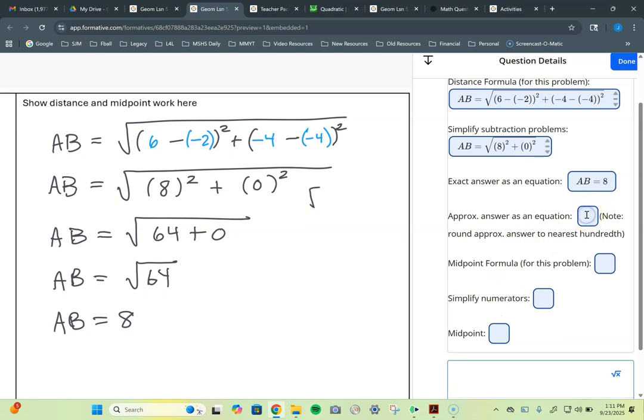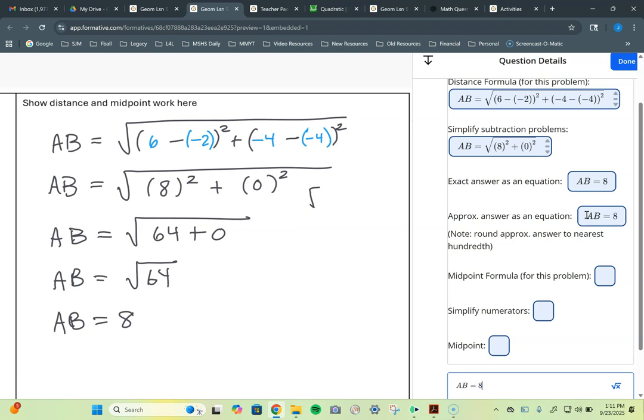Now, an approximate answer, you can see, says that we need to round to the nearest hundredth. Okay, well, this is a terminating decimal. It's 8.00000, right? So in this case, our approximate answer is actually an exact answer. We're just going to say AB equals 8. We will have questions where it will not be an exact answer, and you will have to round to the nearest hundredth. We'll see one of those in just a little bit.